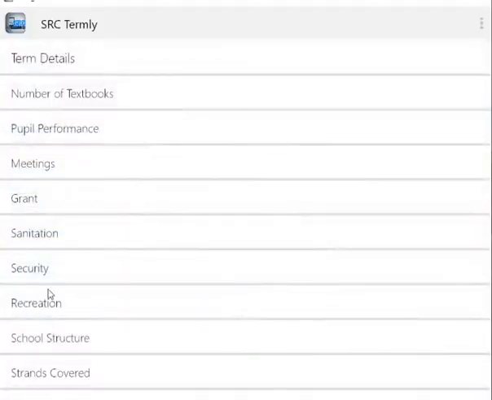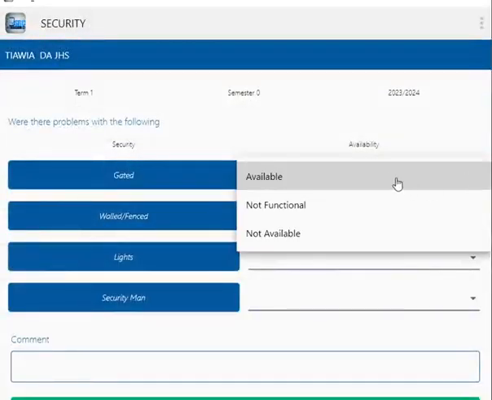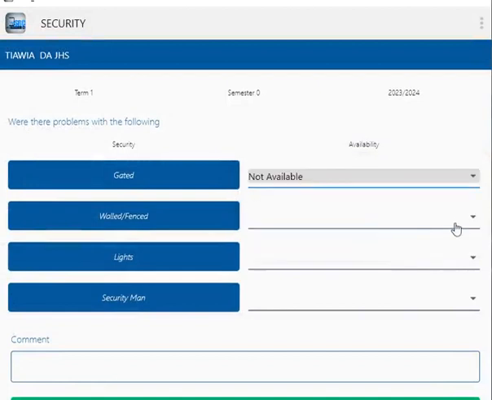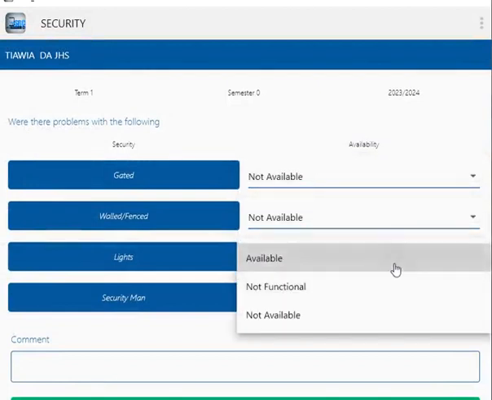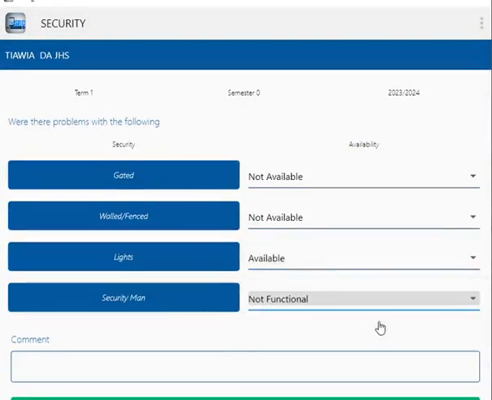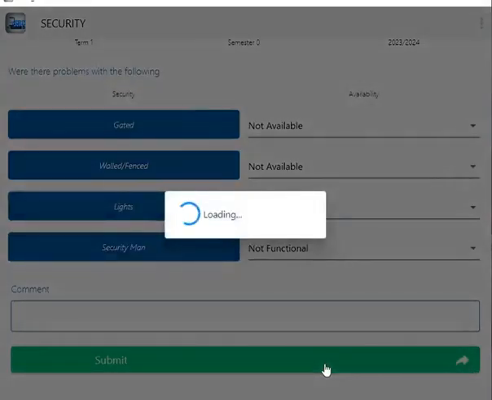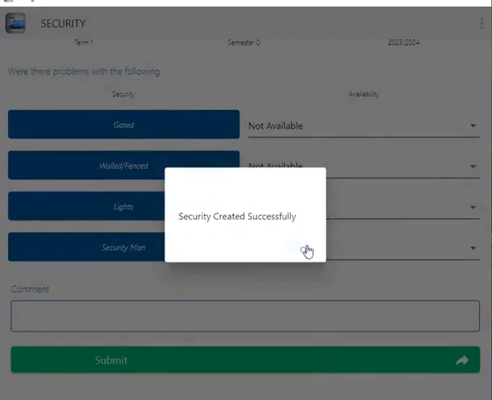Then when we are done with sanitation, you continue with security. Is the school gated? If it is gated, indicate the availability of it, okay, or not available. The school is not fenced. The school does not have lights, or security is not functioning in the school. If there is anything you want to add, you put it at the comment section. Then click on submit, and it's created successfully.